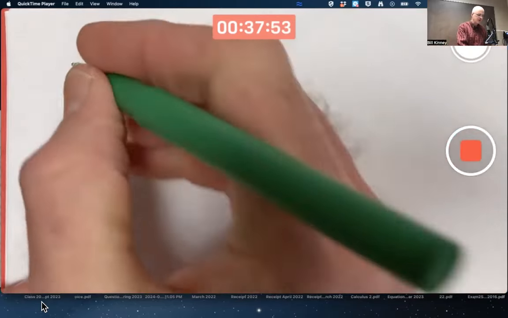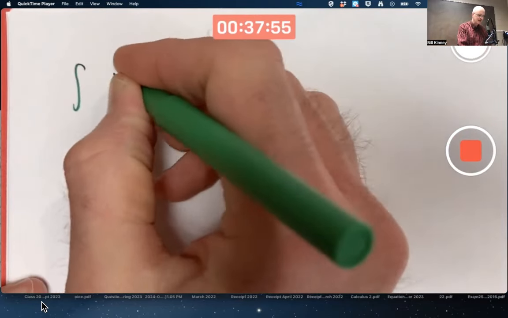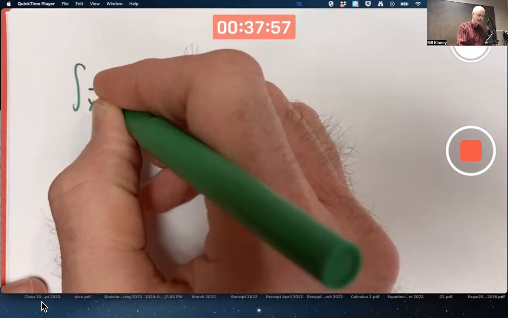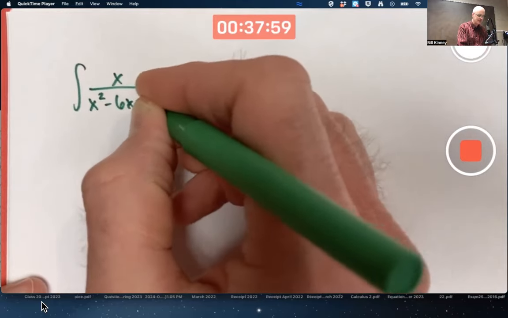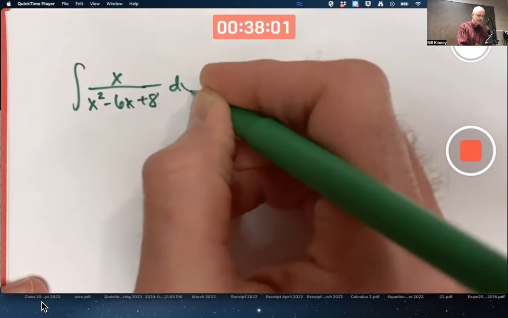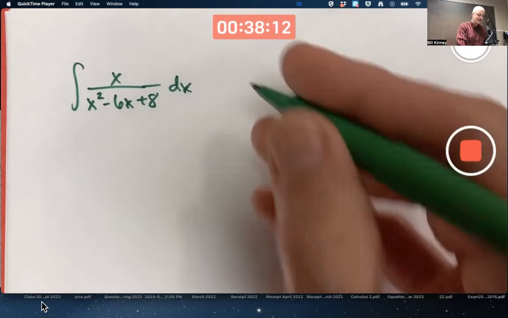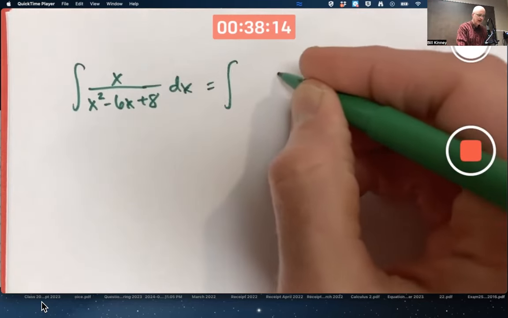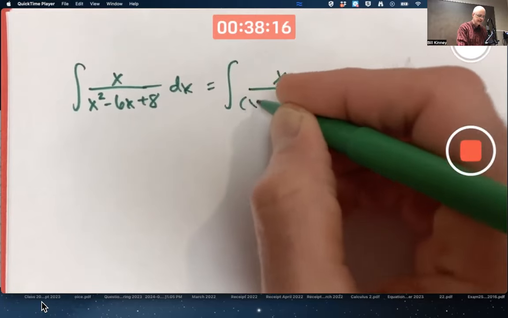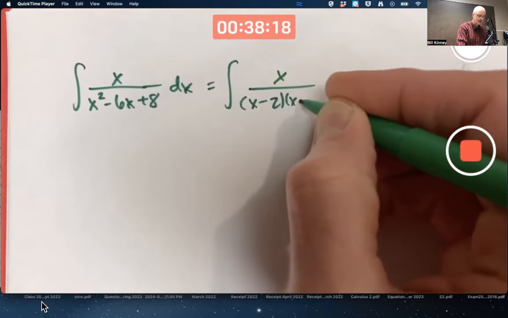Here's our first partial fractions example. Integrate x over x squared minus 6x plus 8. We're integrating a rational function of x where the degree of the numerator is smaller than the degree of the denominator, and where the denominator can be factored fairly easily. We like that when it can be factored fairly easily.